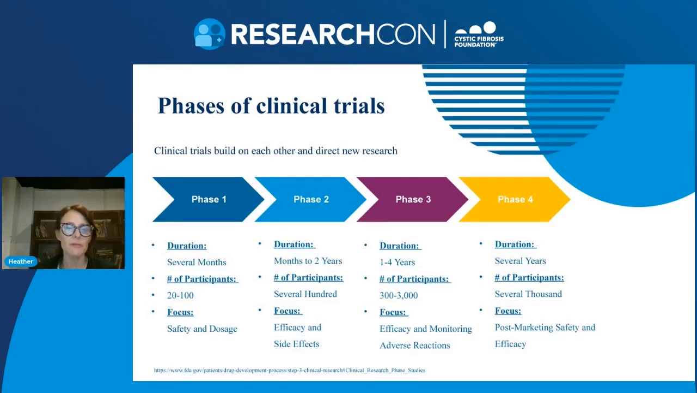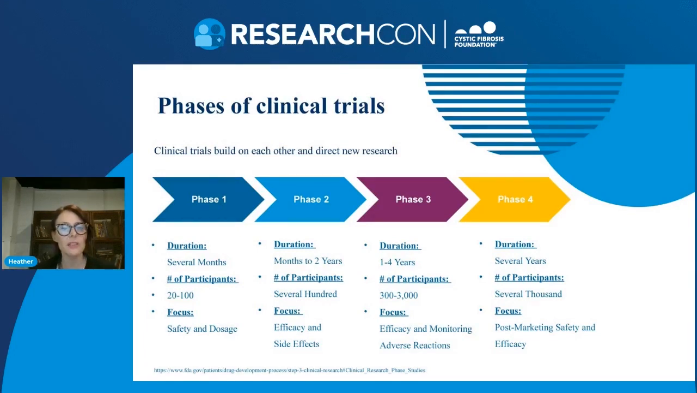And then as we move from phase 1 to phase 2, the duration is going to get longer and the participants are going to increase, possibly to several hundred. And the focus here is efficacy. That means, does the drug work? And what are the side effects?